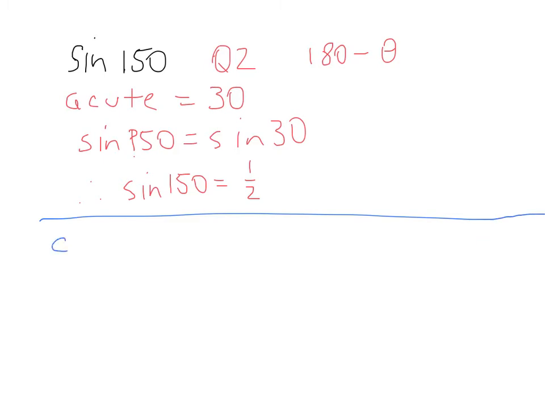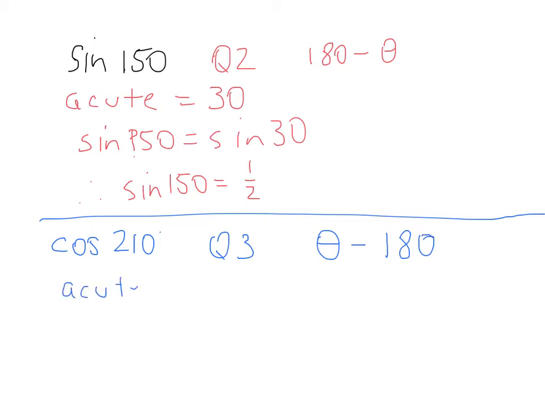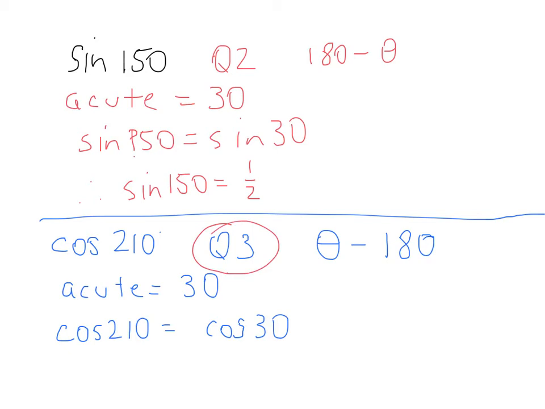What if I ask you for the cosine of 210 degrees? Well, again, that's in what quadrant? Well, that's in quadrant 3. So again, I take 180 off, or a straight line off my angle. So that means my acute angle will be 210 minus 180, which is 30 degrees. So that means the cosine of 210 is equal to the cosine of 30.